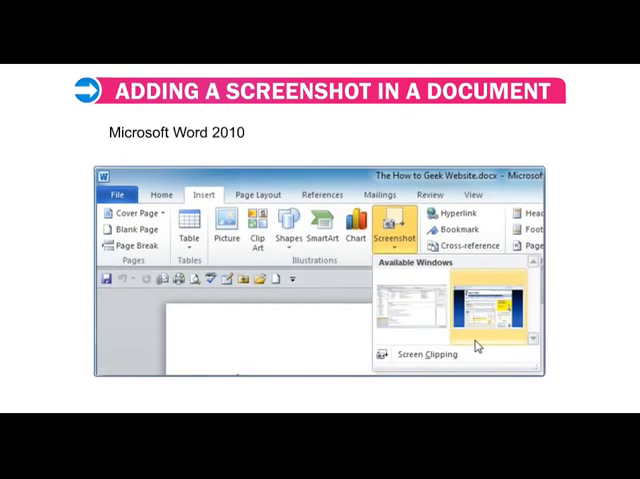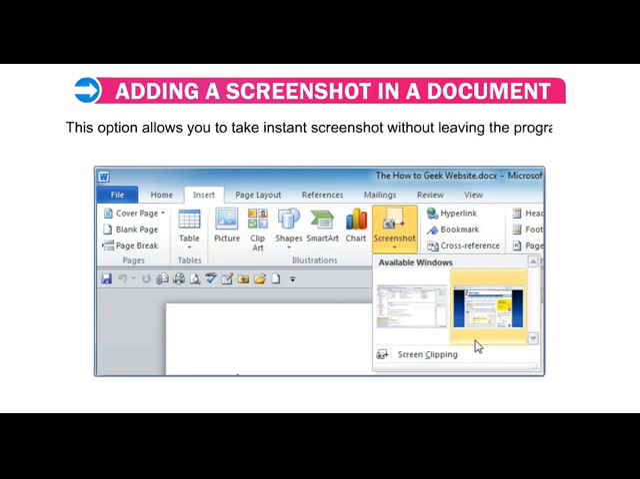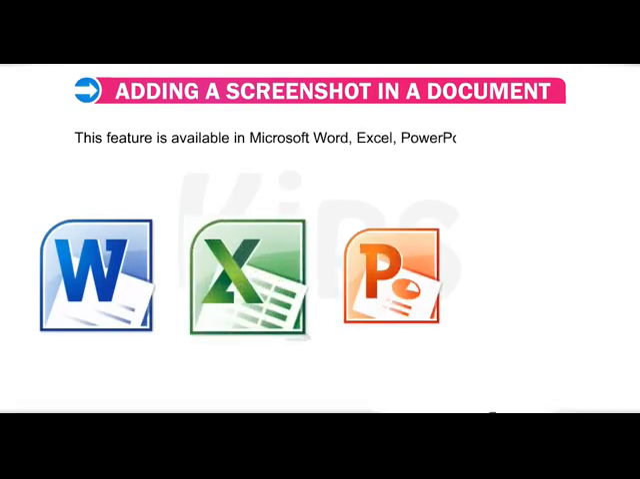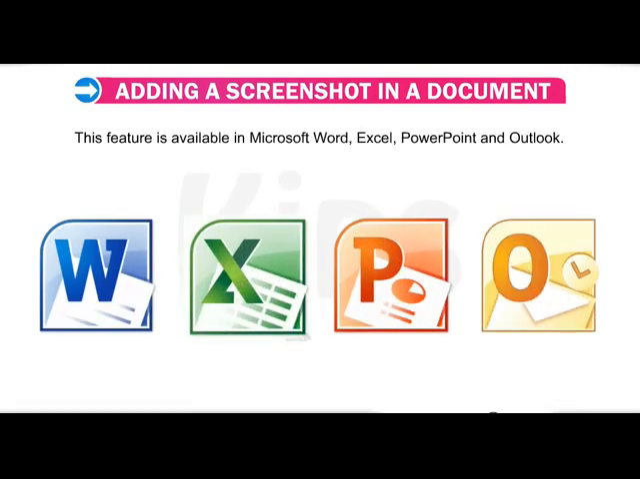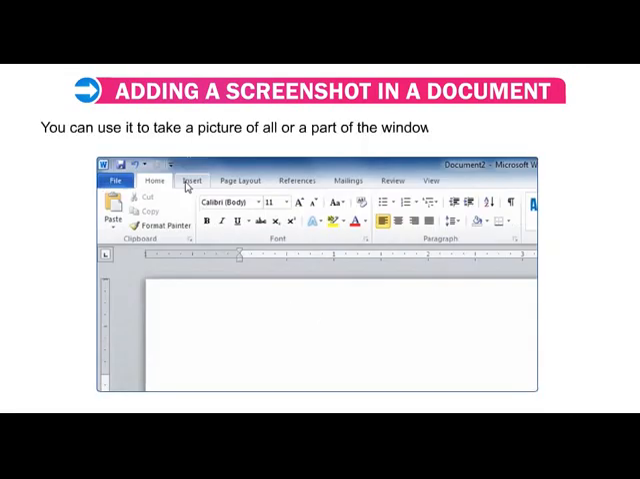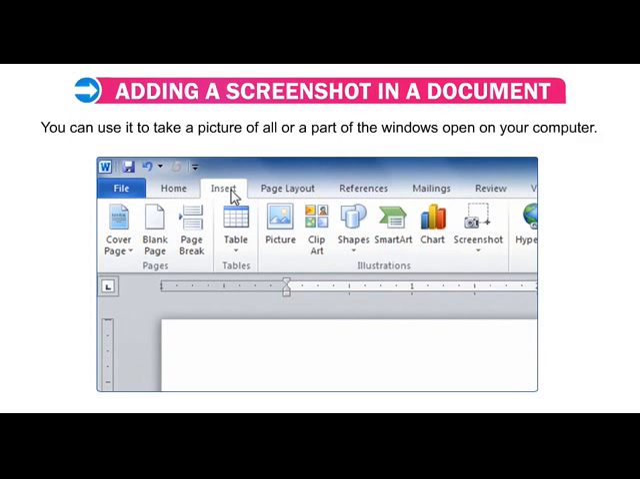Now let's learn about adding a screenshot in a document. Microsoft Word 2010 provides a new feature called Screenshot. This option allows you to take instant screenshot without leaving the program that you are working in. This feature is available in Microsoft Word, Excel, PowerPoint, and Outlook. You can use it to take a picture of all or a part of the windows open on your computer.